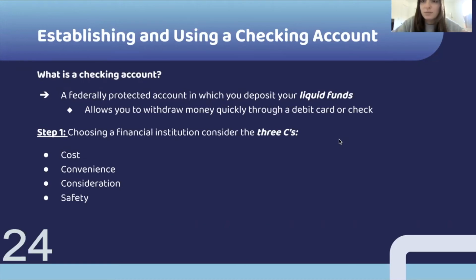Step one in this process is choosing a financial institution. You should consider the 3 C's. So that's cost, convenience, consideration, and safety. I'll go into further detail on the next slide about this. And it's always important to remember that when you're opening a checking account, you're also forming a relationship with the financial institution. So you should consider the convenience it is for you and also how comfortable you are with the bank's managers and employees.